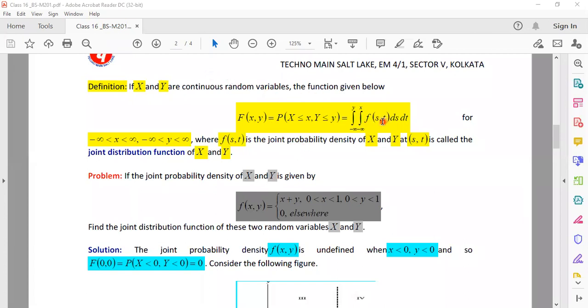Now, in place of s and t, you can name these variables by any name as per your wish. Okay, so naming things doesn't have any actual significance. We can do it in any way.